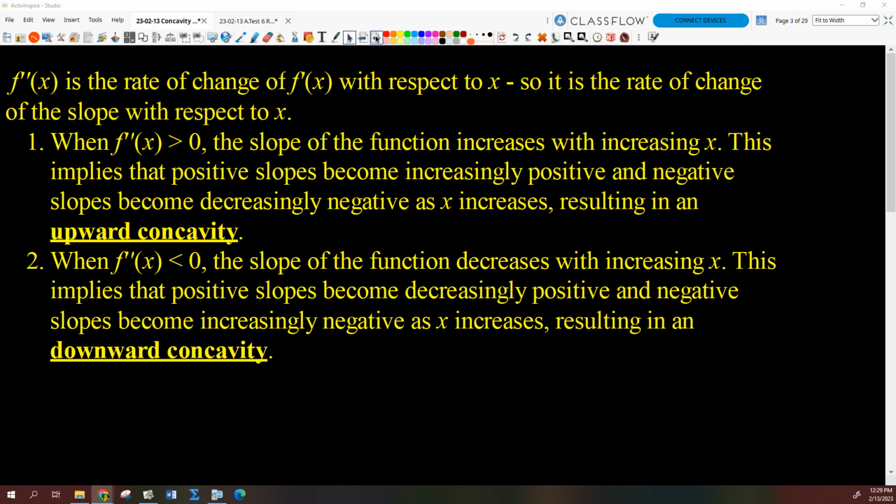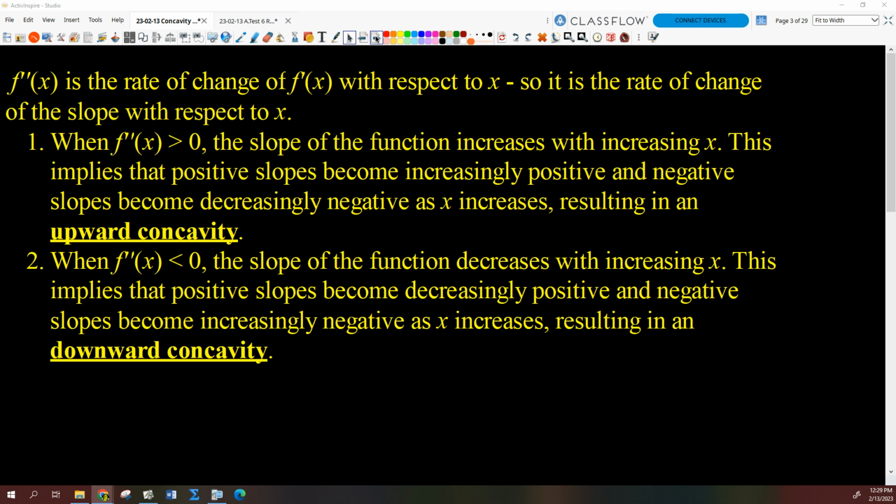Remember that stuff we did where I gave you a function and you had to graph sketches of the first and second derivative test? We did that a long time ago. You guys got pretty good at that, right? Okay, so we're going to go back to that a little bit. It is the rate of change of the slope of the function with respect to x. That's what the second derivative really means, the rate of change of the slope.